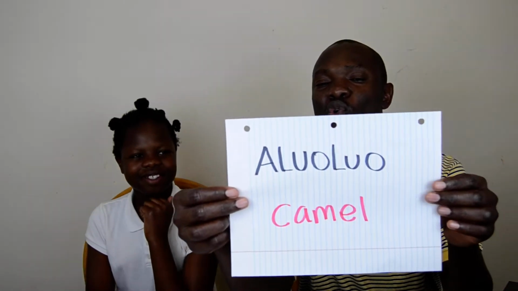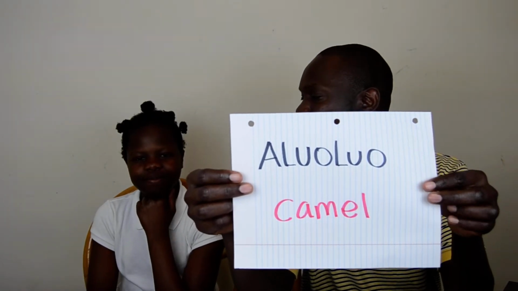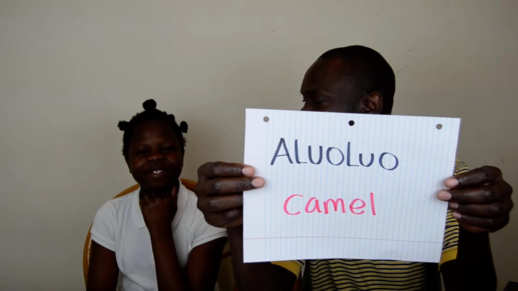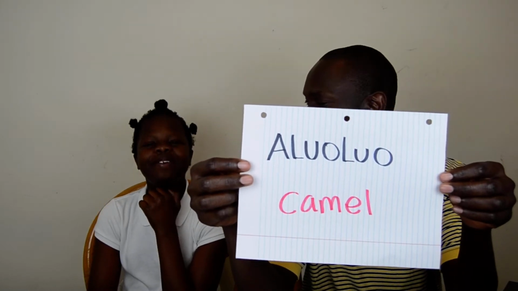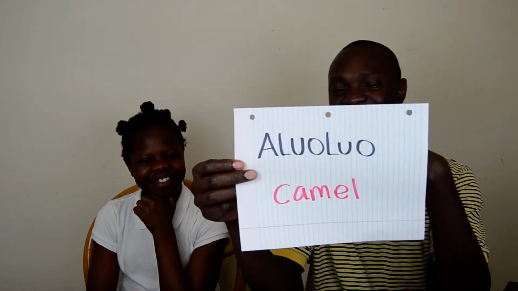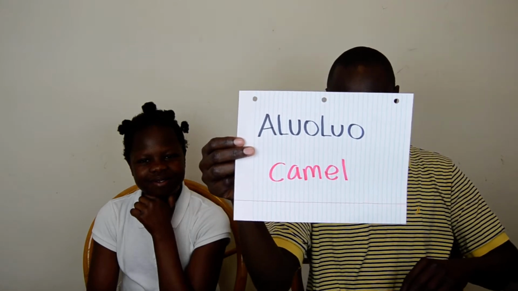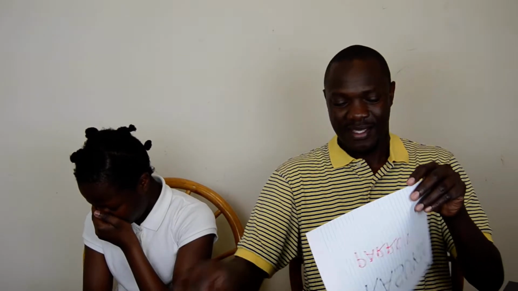Luo. Sorry. Sorry, she has a cough. A camel. Luo. Sorry. The last one?